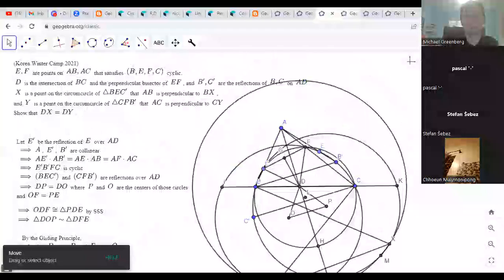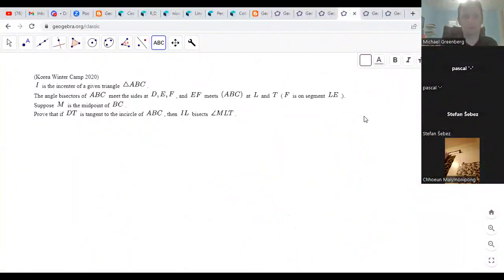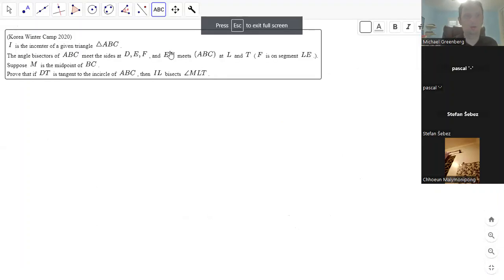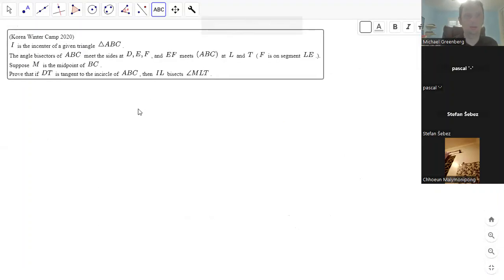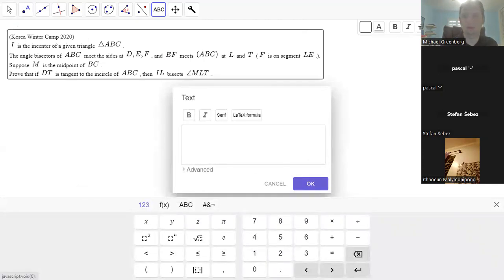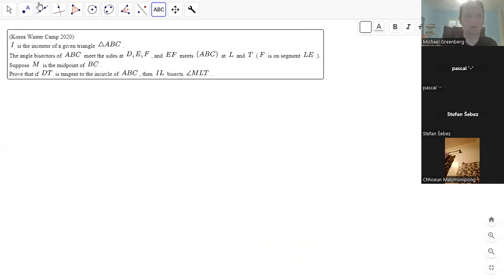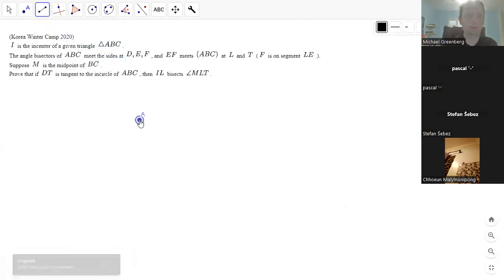Let's move on to the next one. This looks like a conditional statement, which I guess is okay. So you have the incenter of ABC.